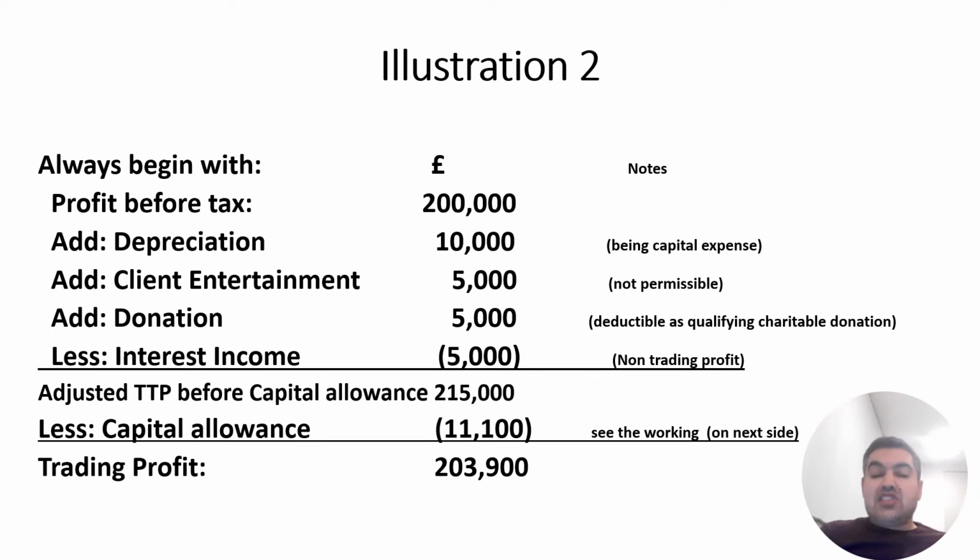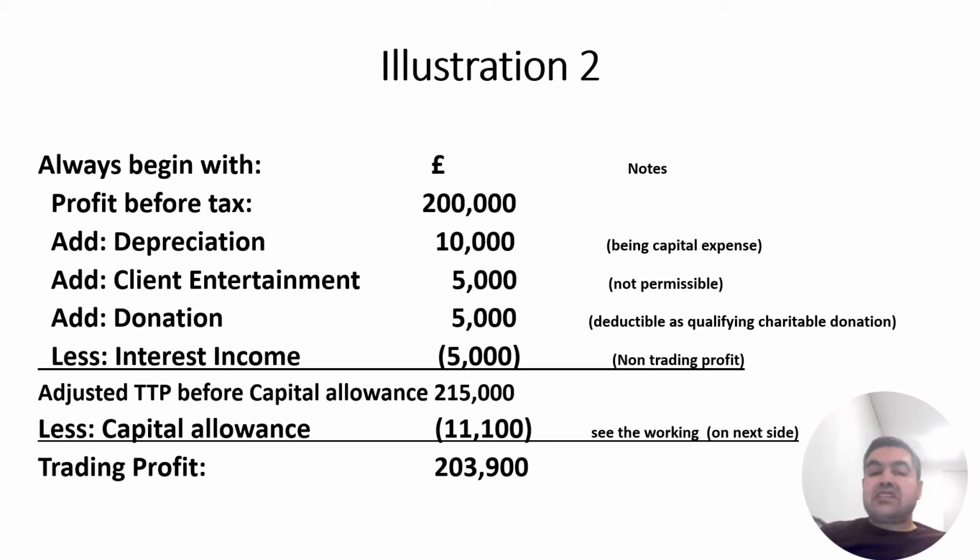Now, continuing with James Limited, you will start with the profit before tax, then add back depreciation because depreciation is a capital expense. Then add back client entertainment because client entertainment is not an allowable expense. Then add back donation because donation is deductible as a qualifying charitable donation. I will show you why we are adding it here. However, the relief is available only if there's any trading profit, because the donation itself cannot generate a trading loss. Therefore, we are adding it back.